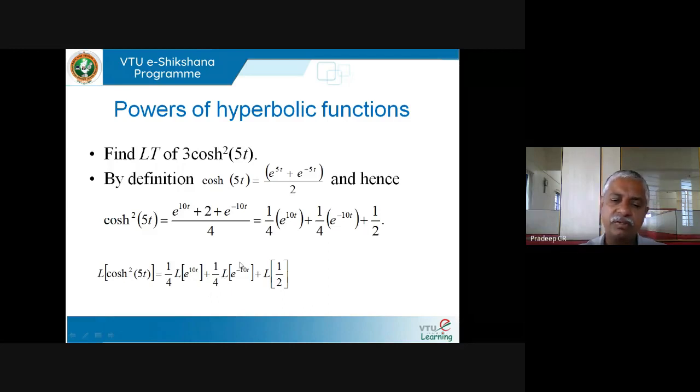Each of these I know. The Laplace of e power 10t is 1 by s minus 10, so 1 by 4 outside remains like that. This is 1 by 4 times 1 by s plus 10, because a is minus 10 here. The last one, I pull out half and get L of 1. L of 1 is 1 by s, and outside I have pulled out half, so 1 by 2s. This is the final answer. This is how you do it for powers of hyperbolic functions.